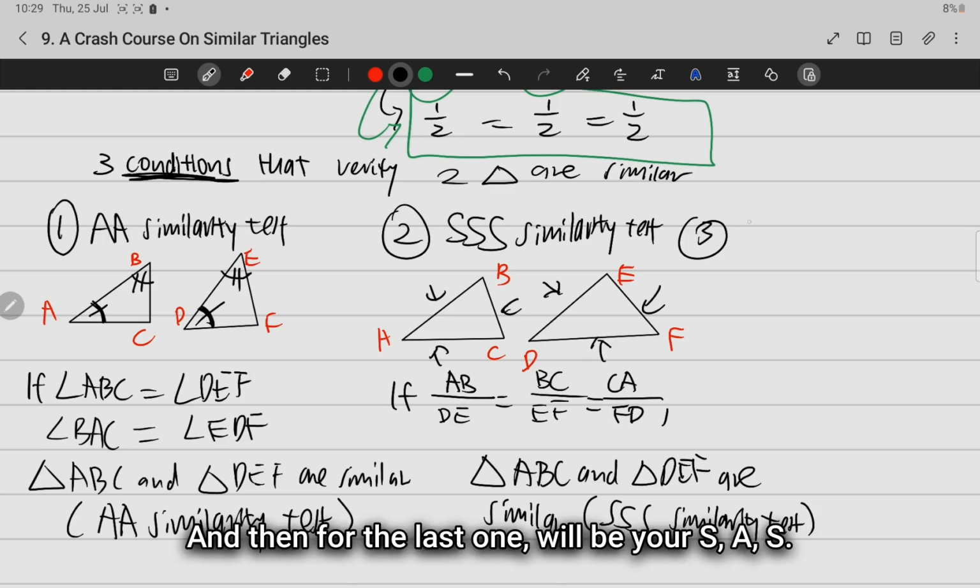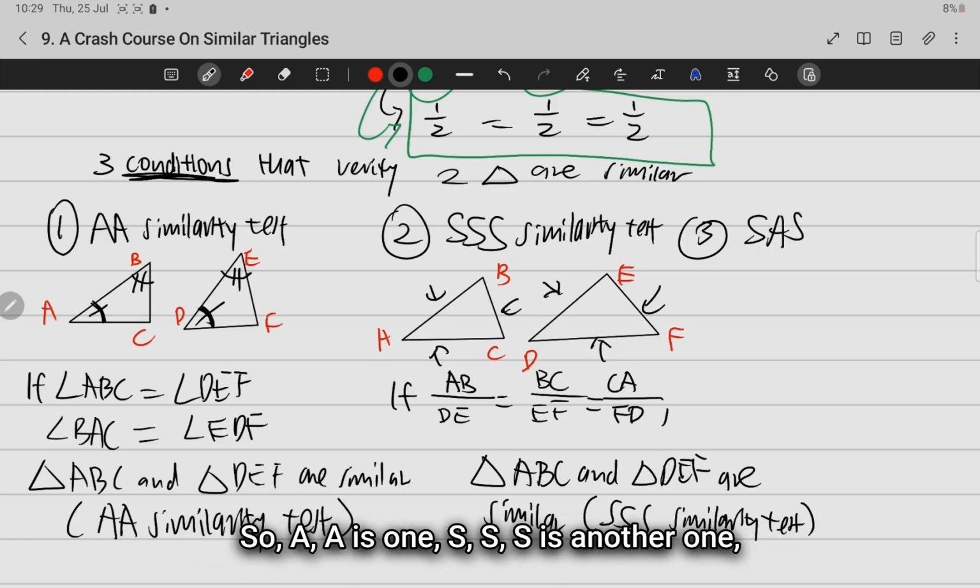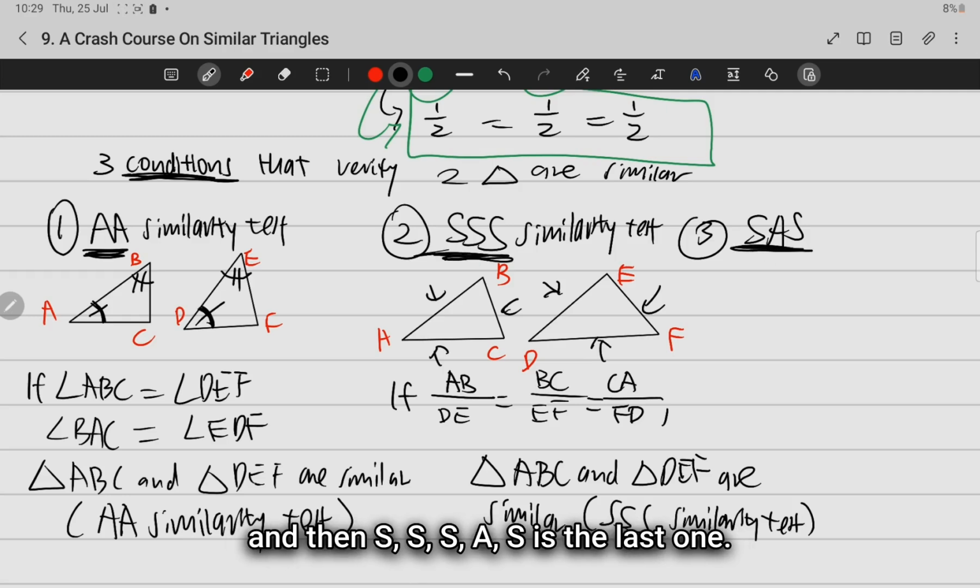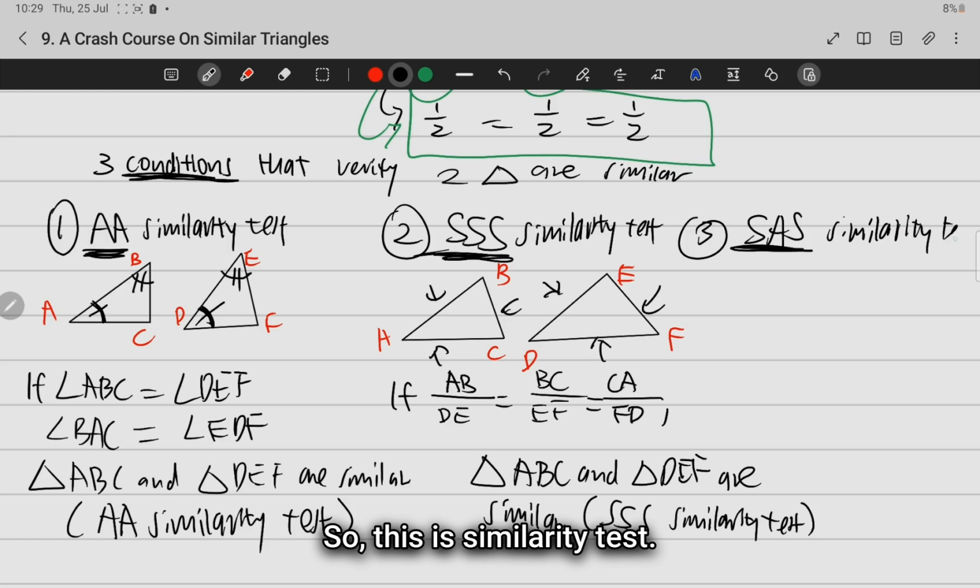And then the last one will be your SAS. So AA is one, SSS is another one, and SAS is the last one. If the question never specifies, you can just choose either one of these to prove that the triangles are similar. So you have three weapons that you can use. Just use one of them depending on the context of the question. So these are the similarity tests.